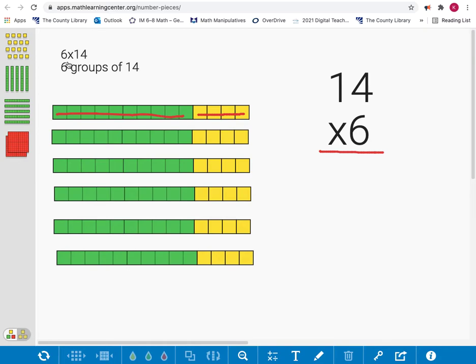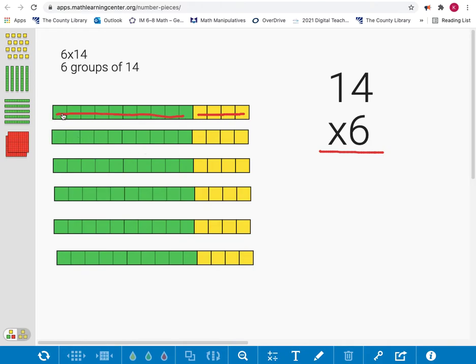So I've modeled for you 6 times 14. Another way of saying that is 6 groups of 14. So I have pulled out 6 groups of 14. These are my 10s. There's 1, 2, 3, 4, 5, 6, 7, 8, 9, 10 in each one of these rods. So that's 1 ten and 4 ones. So that's 14 right there.